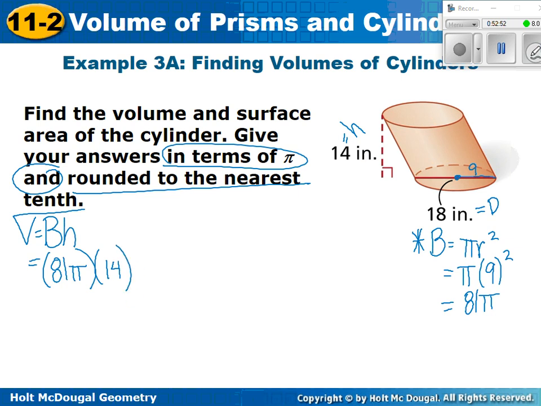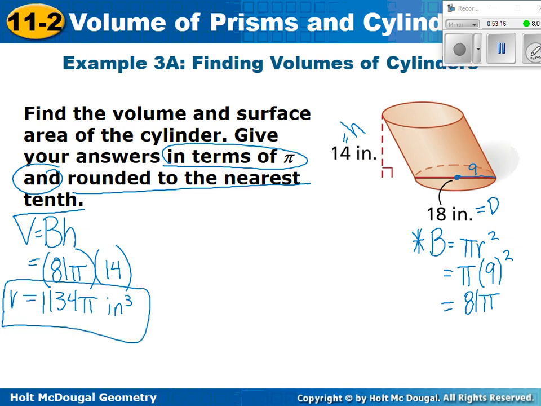Don't type in pi. It said leave your answers in terms of pi. So just do 81 times 14. What do we get? I heard 1,134 pi. Somebody agree with Peyton? Okay. And what are the units? Inches cubed. Left in terms of pi, that would be one of our answers.